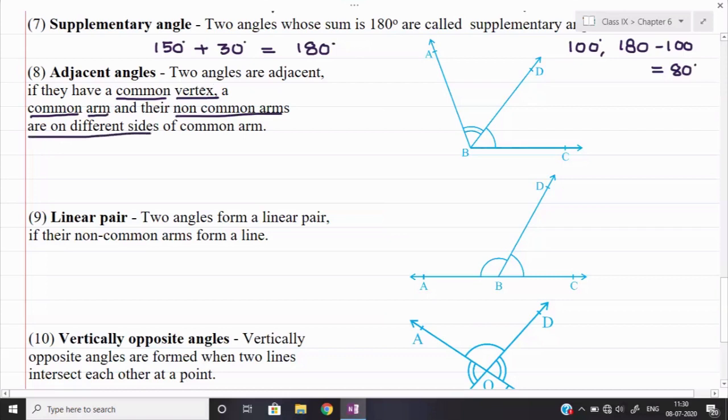Okay, so I will mark the conditions one by one. Let us see whether it is satisfying or not. This is our condition number 1, this is our condition number 2, and this is our condition number 3.